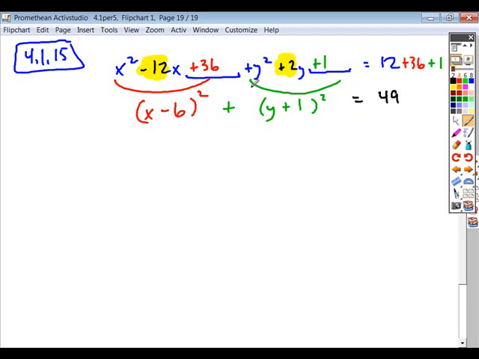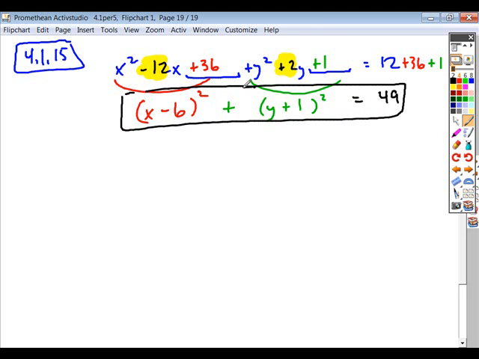Okay, so here's the equation of my circle. If that had been the question, I'm done. What it asks me to do is identify the coordinates of the center. The center is going to have the x coordinate of whatever value will give you a 0 inside this binomial. So that's a 6. The y coordinate for your center is whatever value of y would give you a 0 in this binomial, which is negative 1.